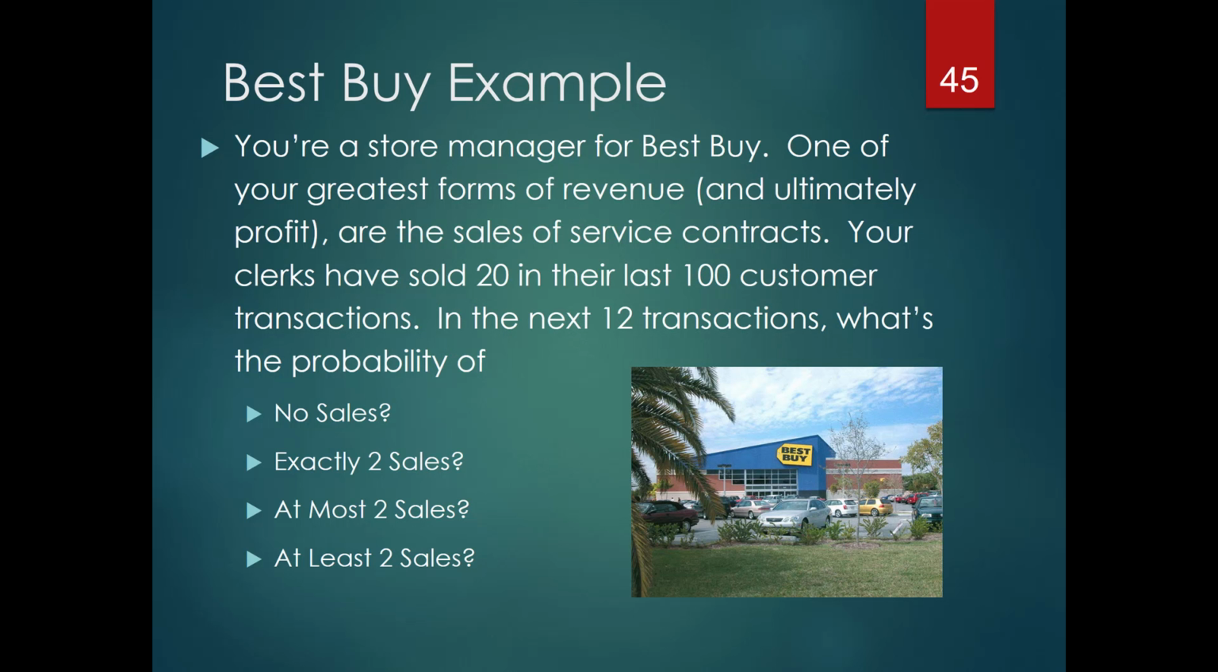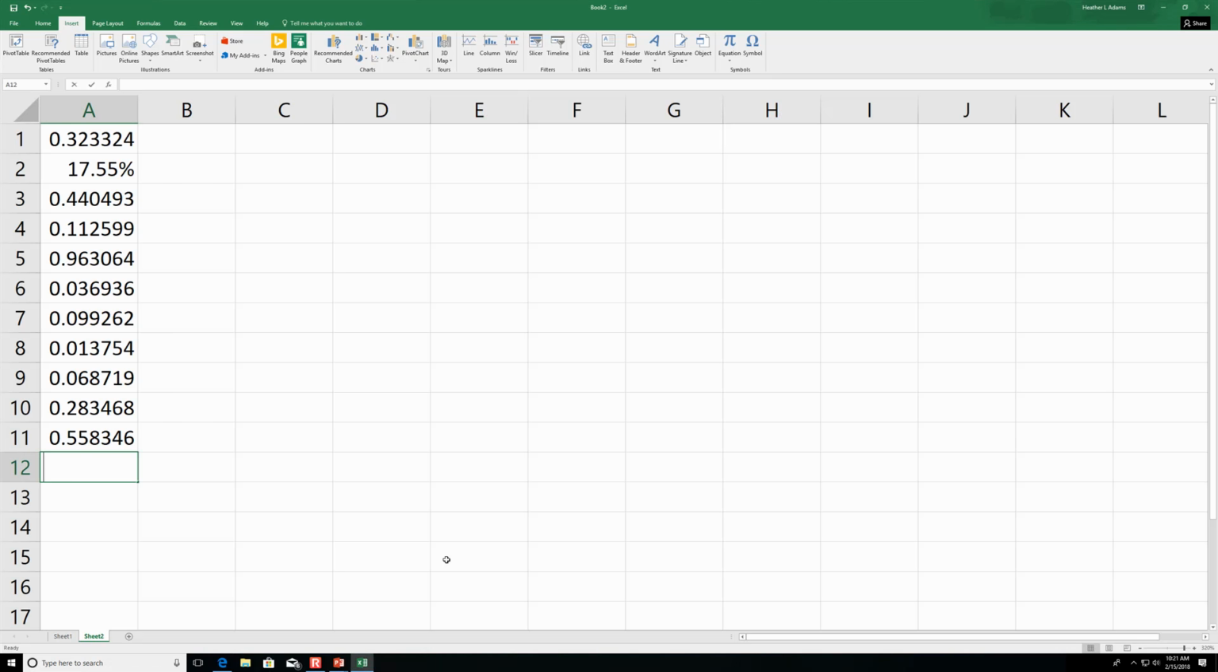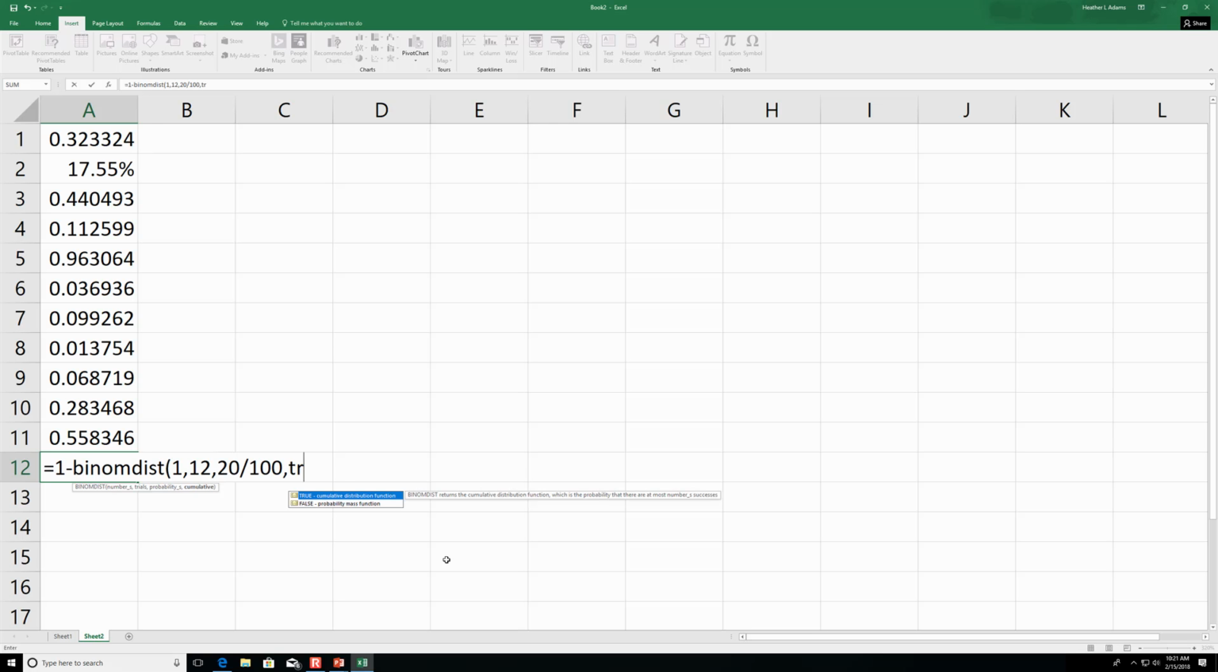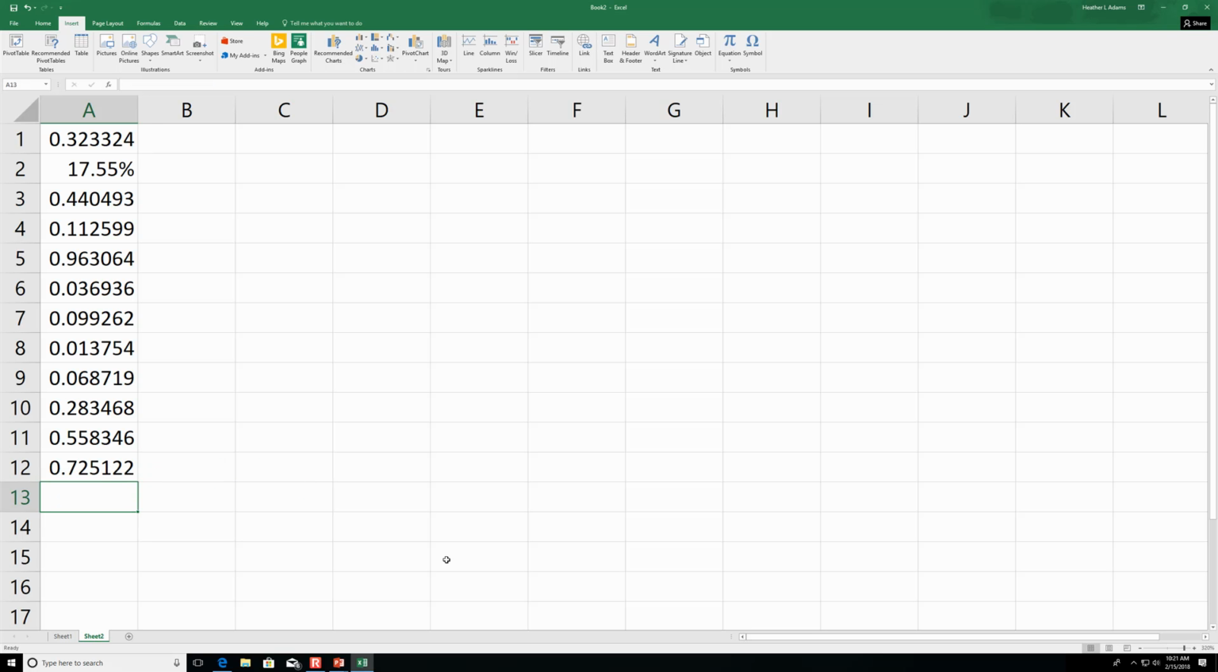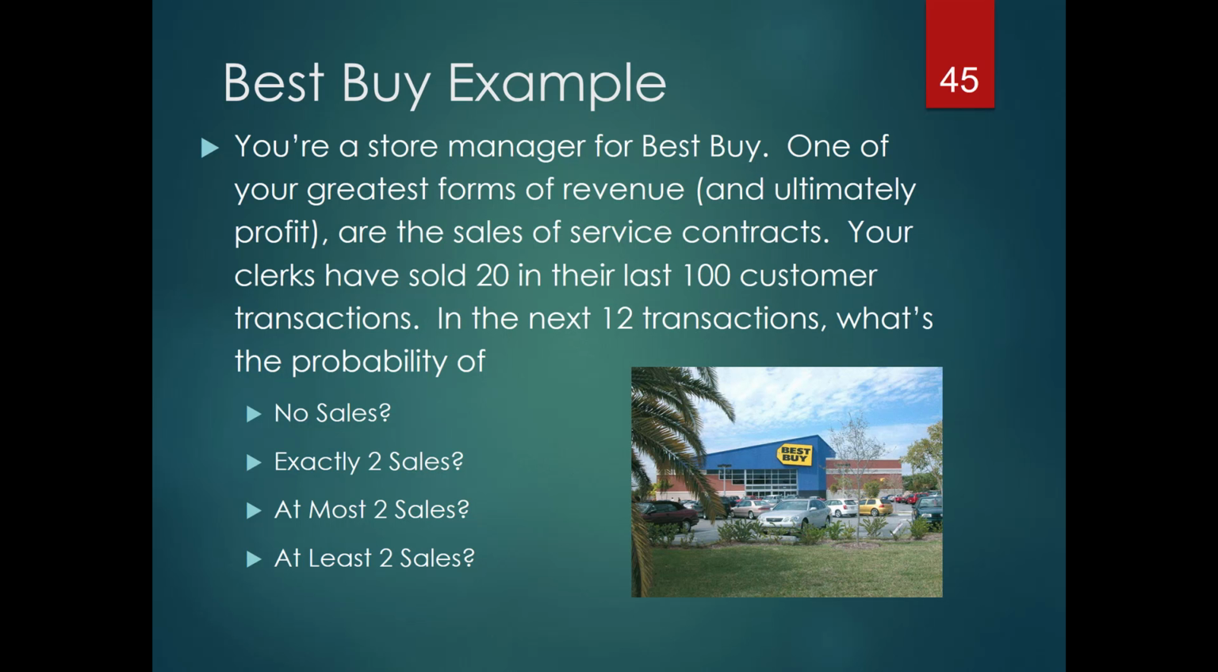How about at least 2 sales? So that means 2, 3, 4, 5, so it's a greater than problem. So you want 2 or more, which means the complement is 1 or fewer, or 1 or less. Okay, so I want to put in 1 and hit true, and then make sure to do 1 minus that. Okay, so equals 1 minus binomial distribution, 1, number of trials again is 12. Probability of success is 20 out of 100, and I'm going to say true. Just don't forget to do that 1 minus. So 72.5% chance of having at least 2 sales.